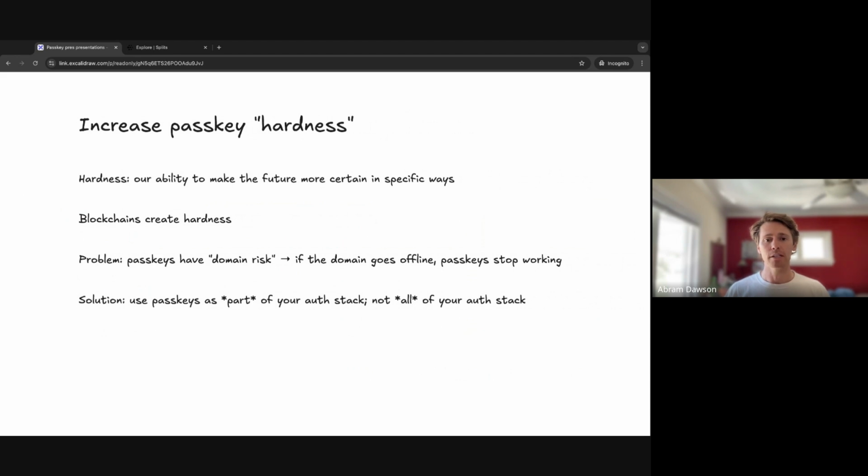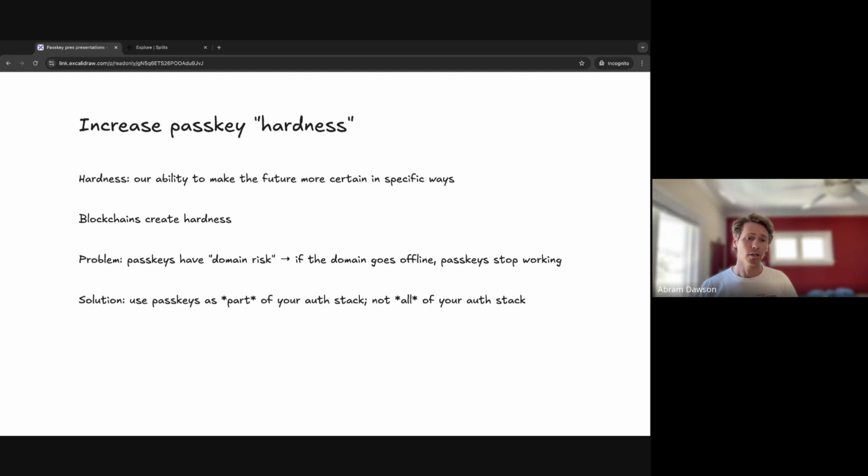So passkeys have this inherent domain risk. If the domain goes offline, your passkeys will stop working, right? If the government comes in and says, hey, you need to shut off keys.splits.org, those passkeys that you have associated with keys.splits.org will not work. So that's an issue, right?